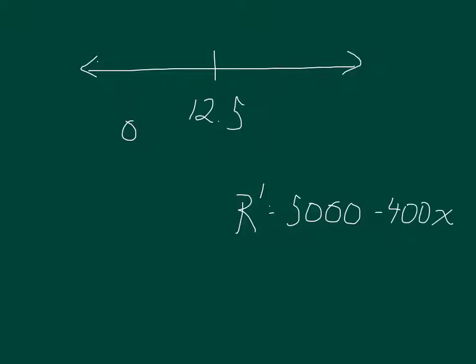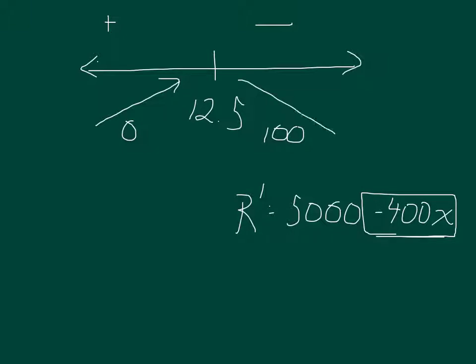If I plug in a 0, this whole thing becomes positive and my function is increasing. Now I'm going to punch in something greater than 12.5. Let's use 100. Well, this part here becomes a very big negative number. My whole function becomes negative and the original is decreasing. So 12.5 is indeed a maximum value. So to answer our original question, the rebate offered should equal $125.